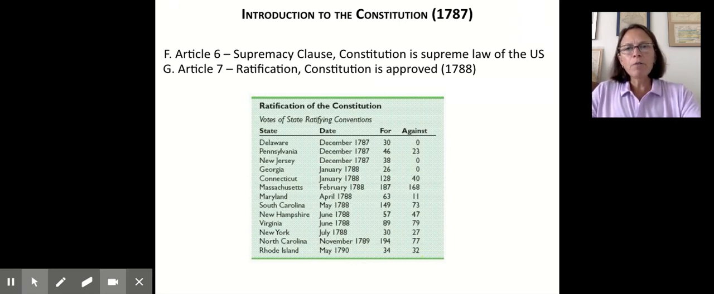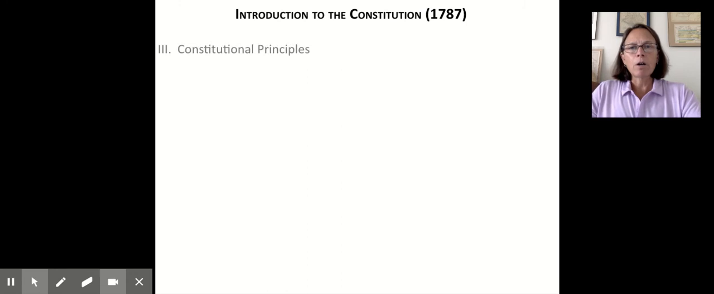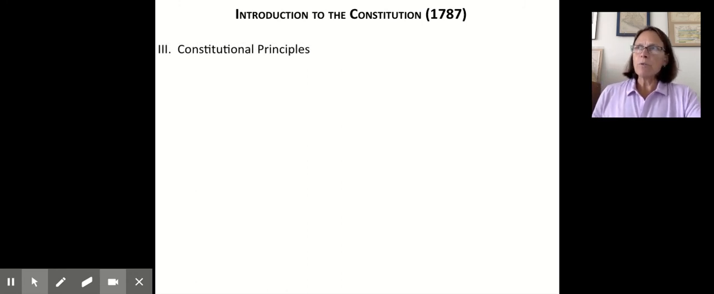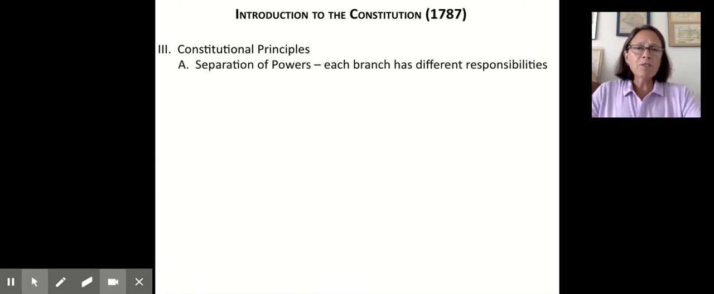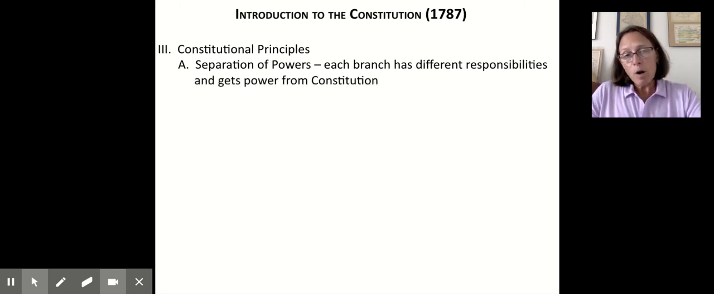The next thing we're going to move on to is our constitutional principles. These are things that are included in the Constitution. They're not specifically stated, but they've been interpreted to include these. First and foremost is separation of powers, meaning that each branch has different responsibilities. We talked about that back in Articles 1, 2, and 3. Congress makes the laws, the executive branch enforces them, the judicial branch judges them. And so each group has their own rights and responsibilities, and they get their power from the Constitution. They don't get their power from each other.